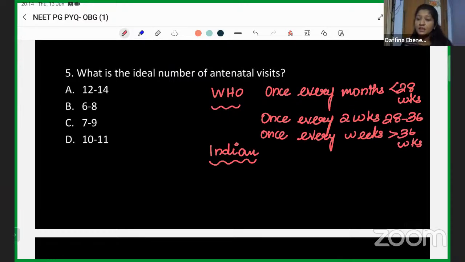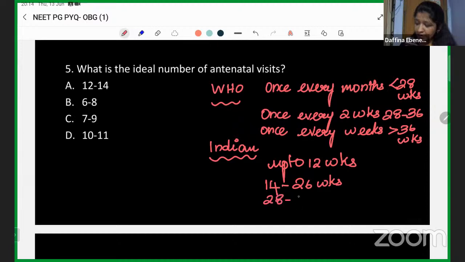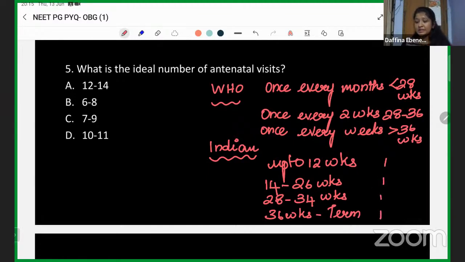Next coming to the Indian criteria. The Indian criteria for the number of antenatal visits should be up to 12 weeks, 14 to 26 weeks, 28 to 34 weeks, and from 36 weeks to term. At least one antenatal visit in each of these time periods is necessary according to the Indian criteria. Okay. So according to the Indian criteria, at least 4 antenatal visits are needed.